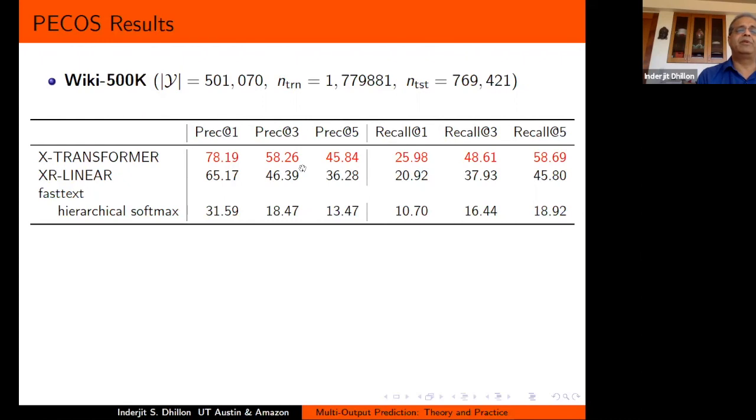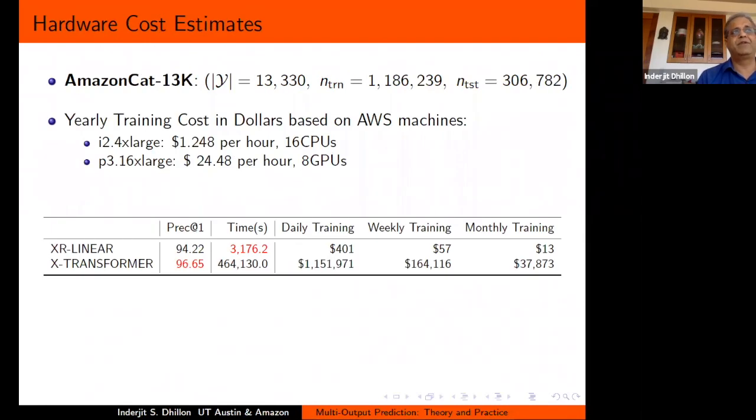Now, XR-Transformer, the deep learning method, is the best performing method, but one thing that I don't see discussed that often is this performance cost trade-off. So I just want to highlight it. So how much actually does it cost to do training, and how do we compare these two different PECOS methods? One is XR-Linear and the other is XR-Transformer.